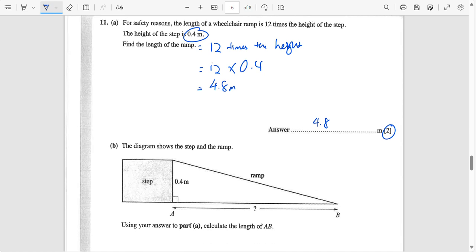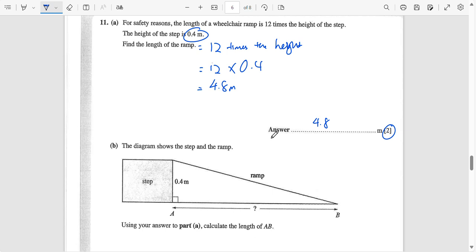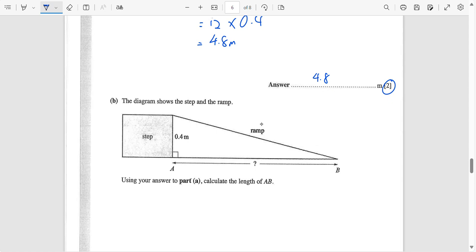Using your answer to part A, calculate the length of AB. So the ramp we calculated is 4.8 meter. Okay. So how do we calculate the length of AB?